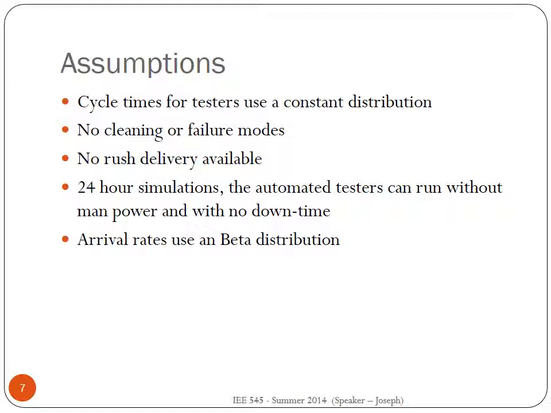So now we'll talk a little bit about assumptions that we use in the Arena model. Cycle time for testers will use a constant distribution depending on which cell they were on. There will not be any cleaning of the cells or any failure on the tools. There will not be any rush deliveries for any of the samples, and the assumption is a 24-hour period per run, and we follow an arrival rate of beta distribution as explained before.